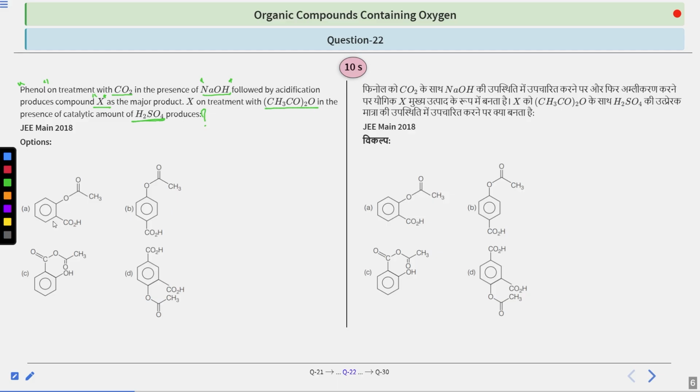Options are: the benzene ring having COOH and COOCH3 as side chains, or a benzene ring having COH and COOCH3 as side chains at para positions, a benzene ring having OH and OCOCH3 as side chains at ortho and para positions respectively, or a benzene ring having COOH at para position, COH at meta position and COOCH3 at the alternative para position. So you have these four options. You have to select the one product which you will get when you treat X with (CH3CO)2O in the presence of a catalytic amount of H2SO4. You have some time to think about this question. After that, we will see the answer.